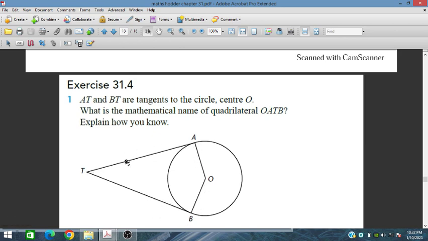If AT is a tangent, and BT is also a tangent on this circle, and this is a radius, and this is also a radius, so this length and this length are equal, and this length and this length are also equal. So this side is equal, this side and this side are equal. So this is nothing but the shape of a kite.